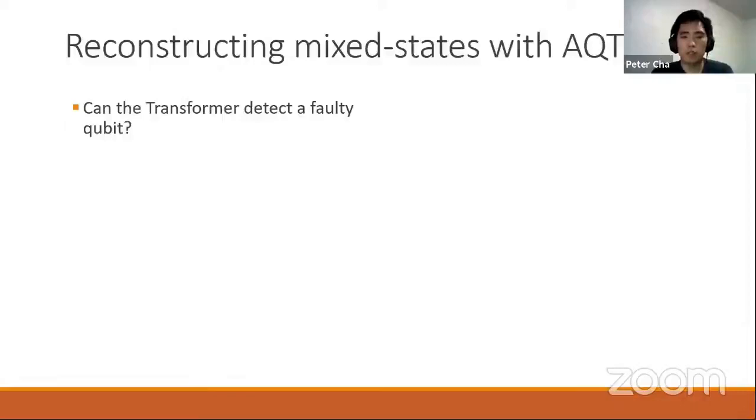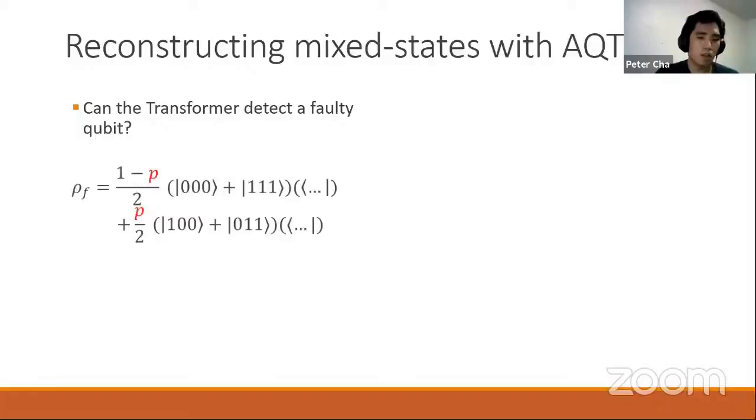So next, we'll move on to the question of reconstructing mixed states with AQT, still in simulation. In order to test this, we'll try asking the AQT to detect a faulty qubit. We have come up with a simple faulty qubit model where we're still studying the three qubit GHZ state, but the first qubit has a probability P of being flipped between 0 and 1.